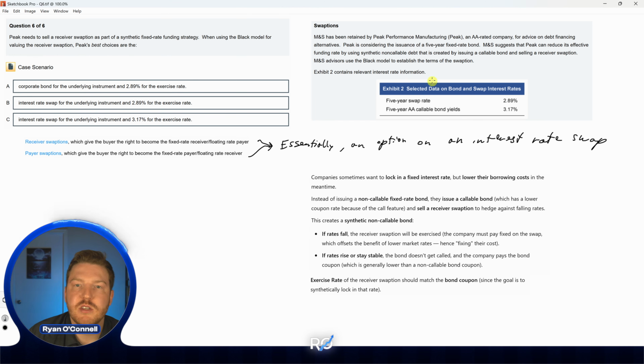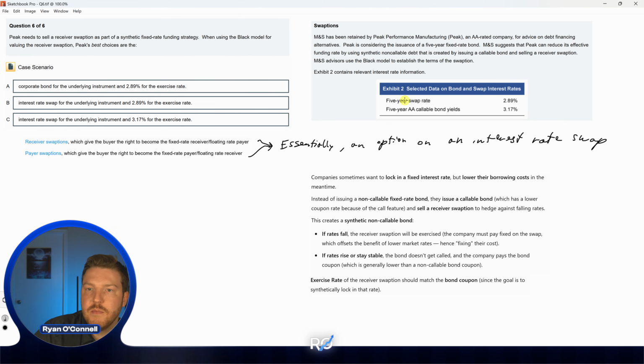So then we see this text here from the actual vignette. M&S has been retained by this company, a AA company, for advice on debt financing alternatives. Peak is considering the issuance of a 5-year fixed rate bond. They're suggesting they can reduce its effective funding rate by using synthetic non-callable debt that is created by issuing a callable bond and selling a receiver swaption. So the advisor uses the Black model to establish the terms of the swaption.